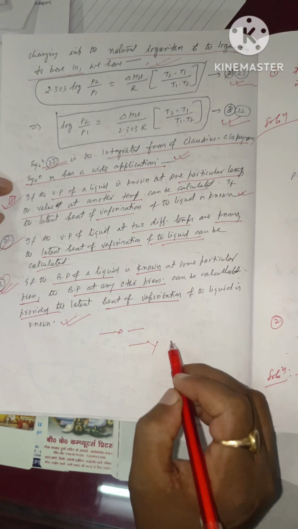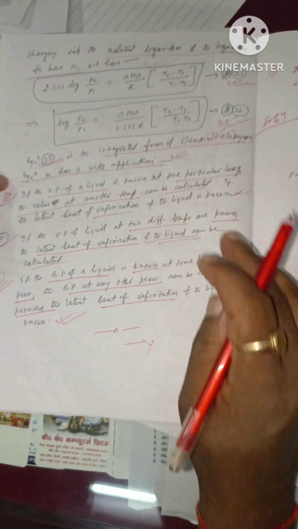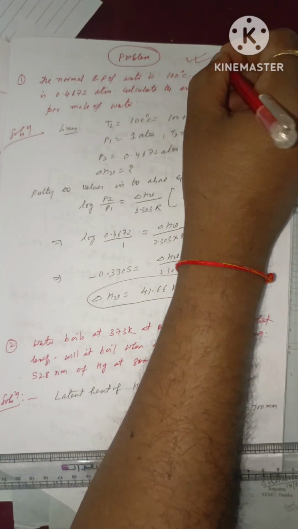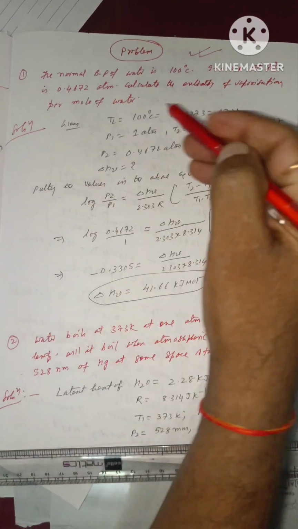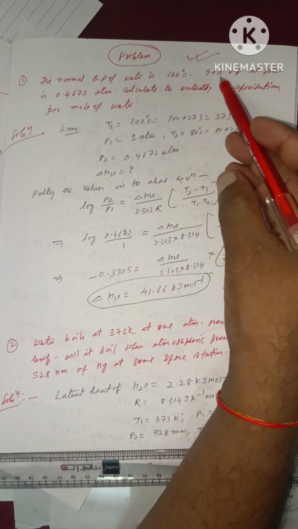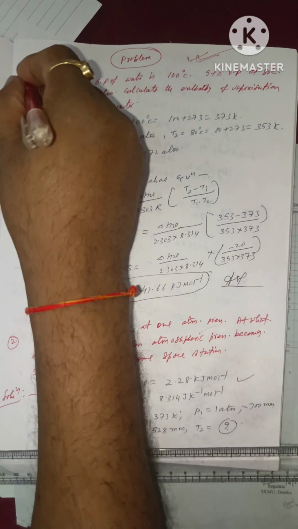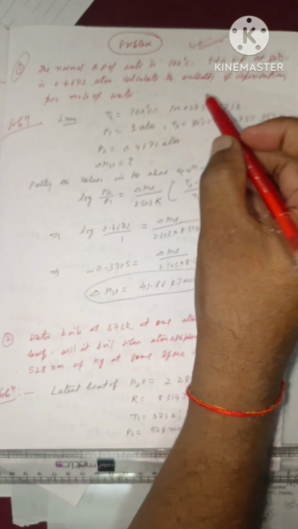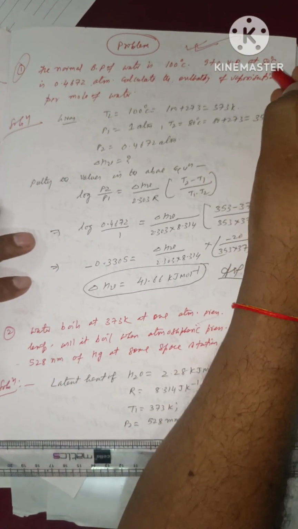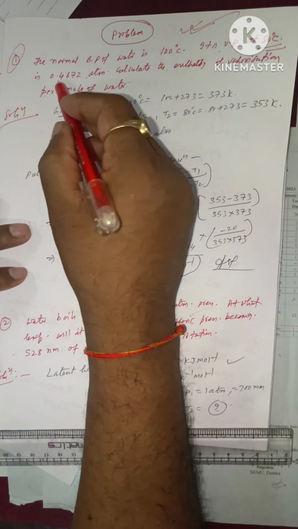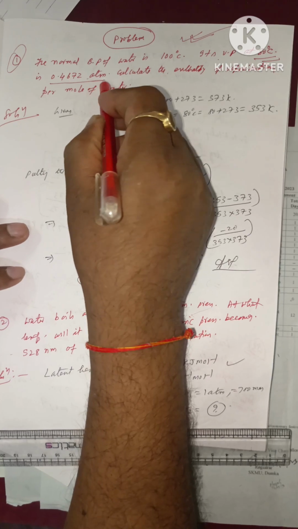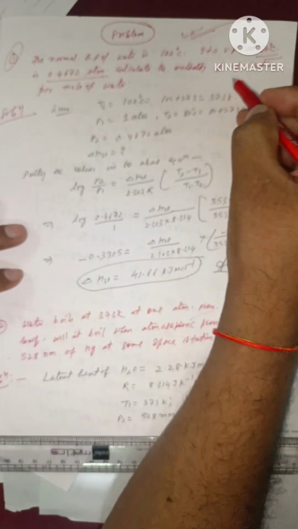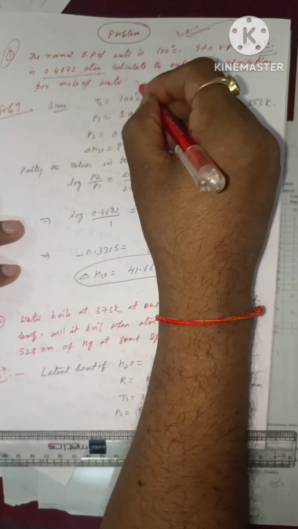These are the applications of the Clausius-Clapeyron equation. Based on the Clausius-Clapeyron equation, one problem will be there. Now problem number 1. The normal boiling point of water is 100 degrees centigrade. Its vapor pressure at 80 degrees centigrade is 0.4676 atmosphere. Calculate the enthalpy of evaporation per mole of the water.